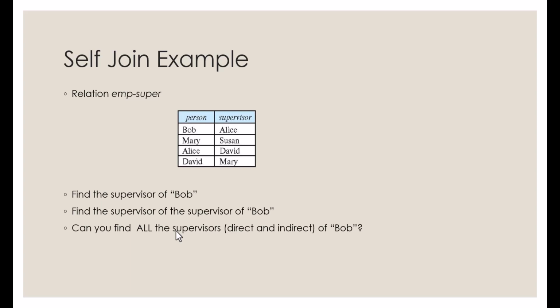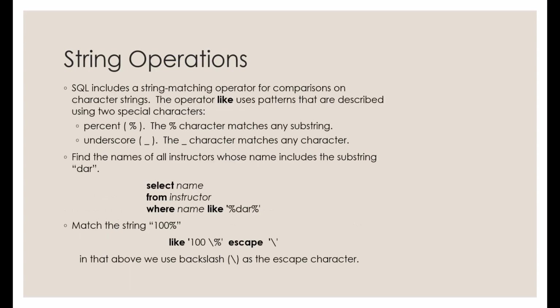Okay, so this is a self-join, right? We have a relation called employee supervisor. So employee Bob is being supervised by Alice. Susan is the supervisor of Mary. David is the supervisor of Alice, right? So if Alice is supervising Bob and David is supervising Alice, David is also kind of supervising Bob. So it's like a big boss kind of thing. Can you find all of the supervisors of Bob? Okay, you can.